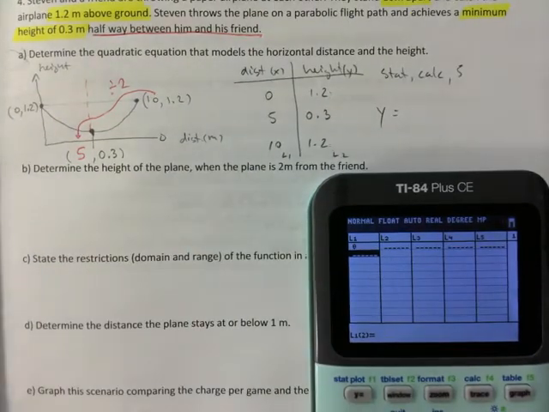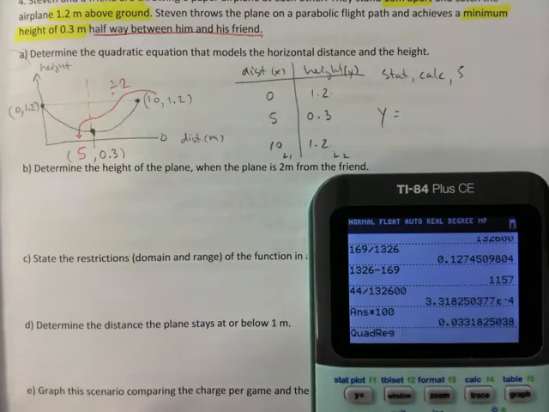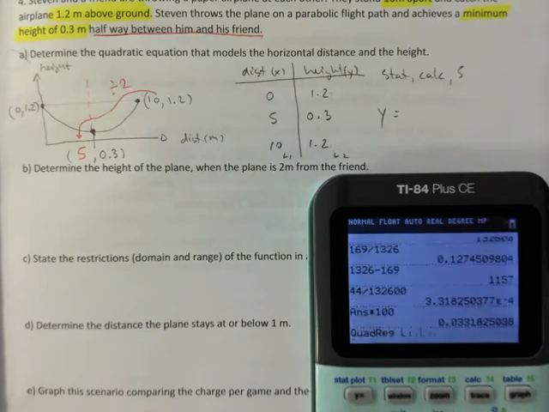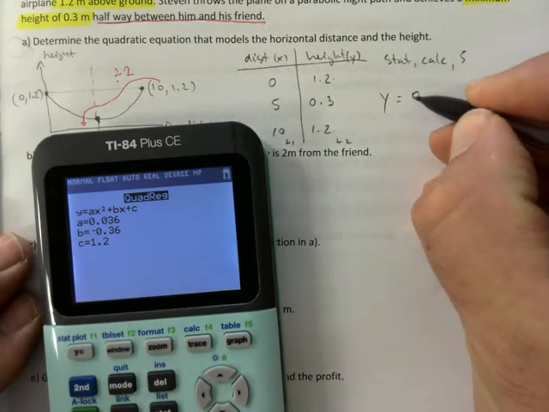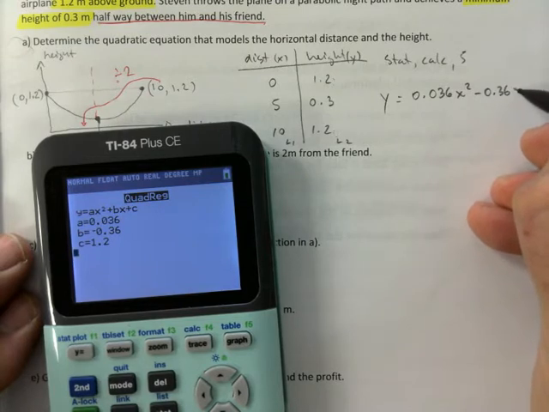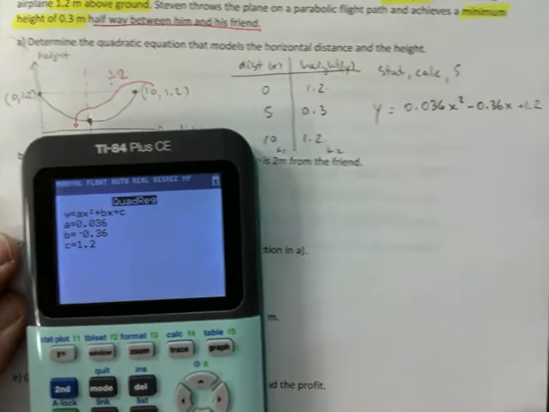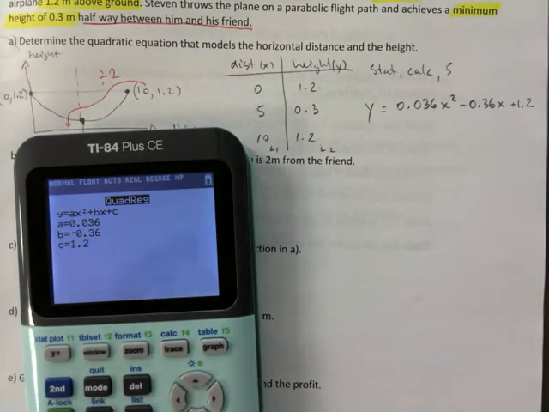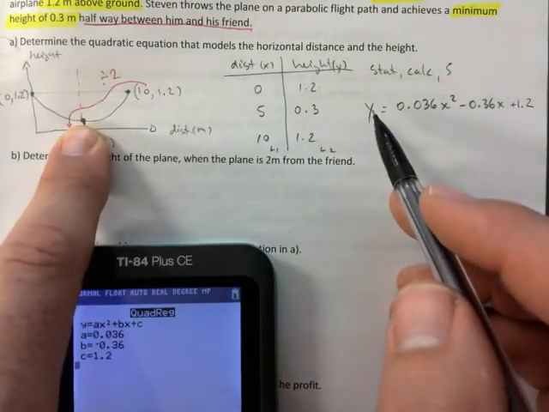And so here we go. So we go 0, 5, 10, and then it's 1.2, 0.3, 1.2, right? Stat calc 5. Okay, and there's your equation. It's 0.036, and notice that it's positive, right? You should be able to see everything we've learned that I explained about what A, B, and C does, right? Points up, all of that. You should be able to see a connection, right? If you get a negative here, well, you're in trouble because it doesn't match the story, right?